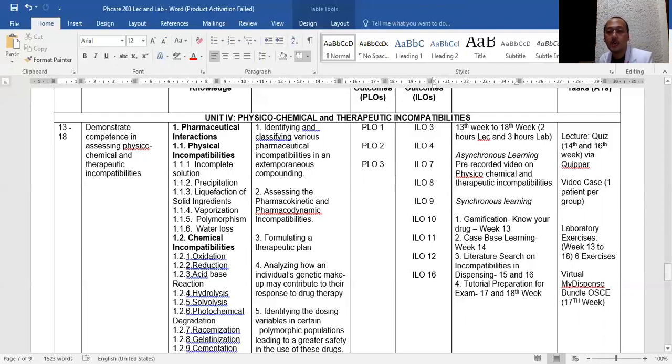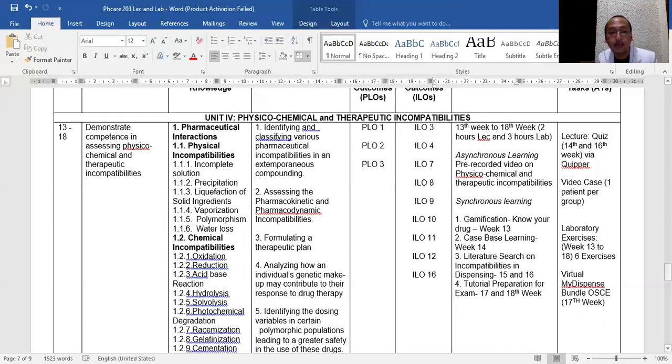In week number 13 to week number 17, a lot of laboratory exercises will be given to you, because on week number 17, we're going to have our virtual My Dispense Bundle OSCE, or Objective Structured Clinical Examination. But beforehand, we're going to have our pre-OSCE or mock OSCE. At the same time, we're also going to have our tutorials for this so that you'll be able to answer your exam perfectly.